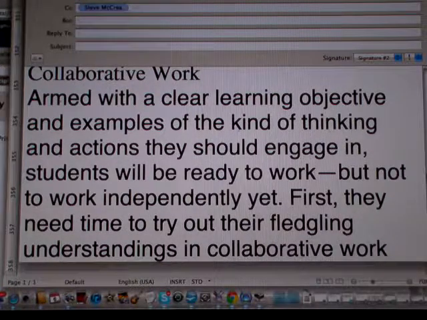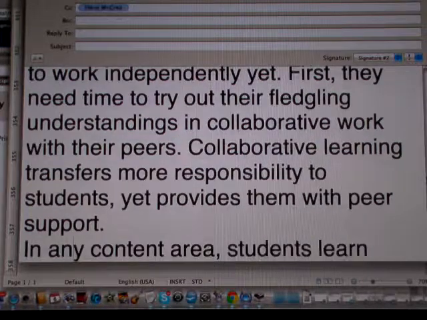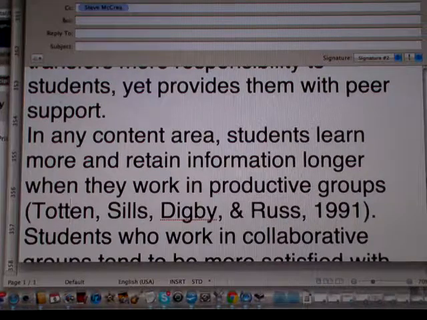Another strategy is collaborative work. Armed with a clear learning objective and examples of the kind of thinking and actions they should engage in, students will be ready to work, but not to work independently yet. First, they need time to try out their fledgling understanding in collaborative work with their peers. Collaborative working transfers more responsibility to students, yet provides them with peer support.